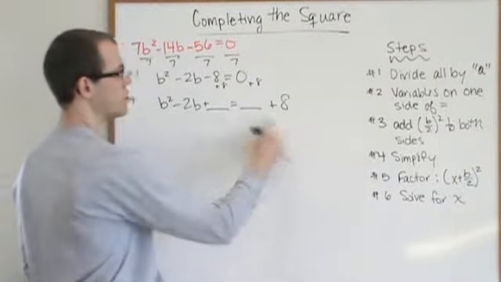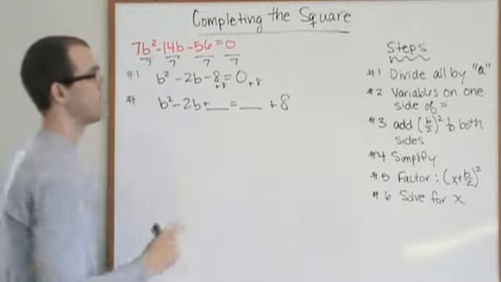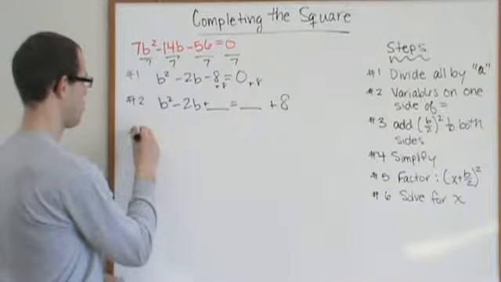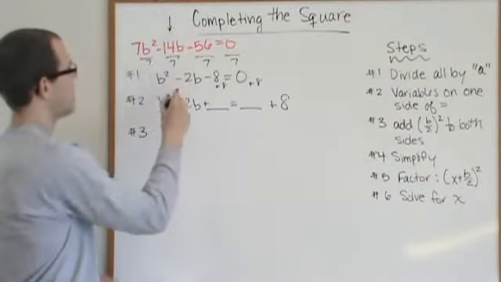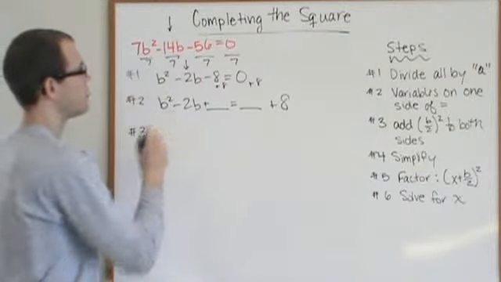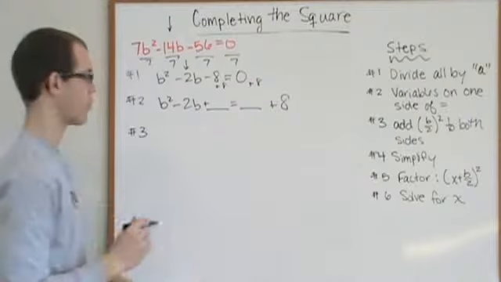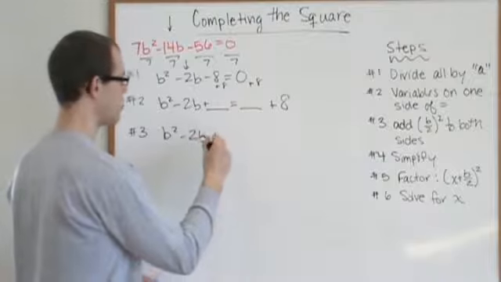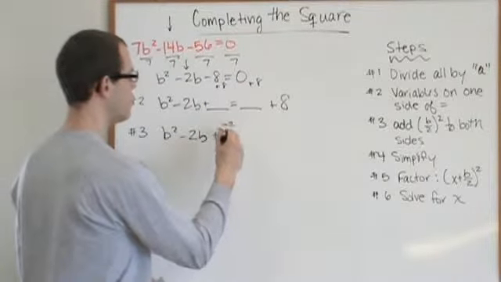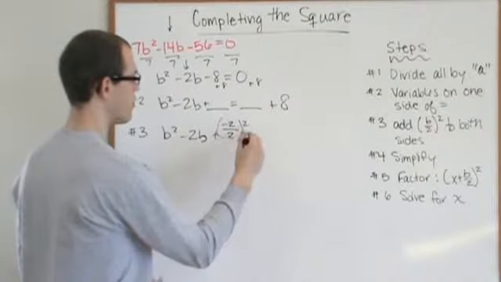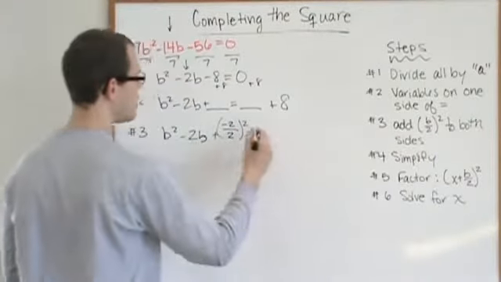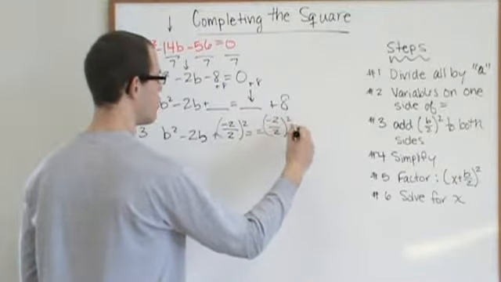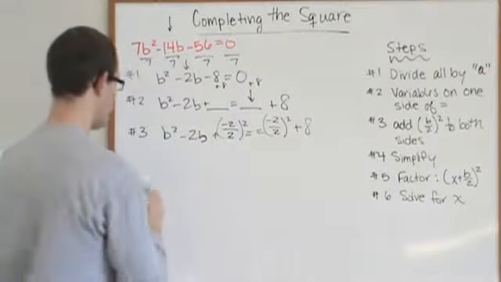Next, in these little spaces, we want to put b divided by 2 squared. So what's our b value? It's not this anymore, it's actually this right here, the negative 2. That's our b value now. Okay? So write the first step the same, b squared minus 2b plus our b value, negative 2, divided by 2 squared. Do the same thing on the right side as well in this little space. Negative 2 divided by 2 squared, and then I have that plus 8 right there.